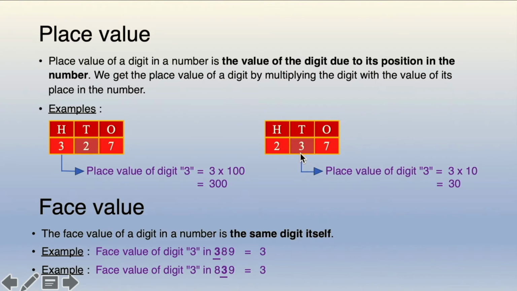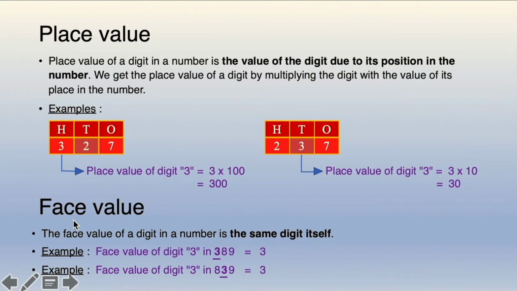Now in this number 237, the digit 3 is at 10's place. So the place value of digit 3 is equals to, again we have to multiply the digit, that is 3, with the value of the place of the digit 3 in the number. So value of its place is 10. So 3 multiplied by 10 is equals to 30, which is the place value of digit 3 in the number 237.